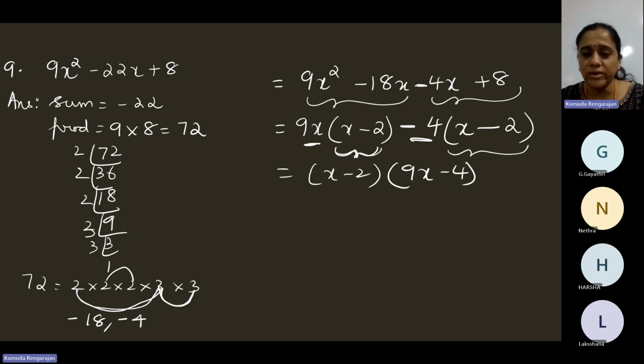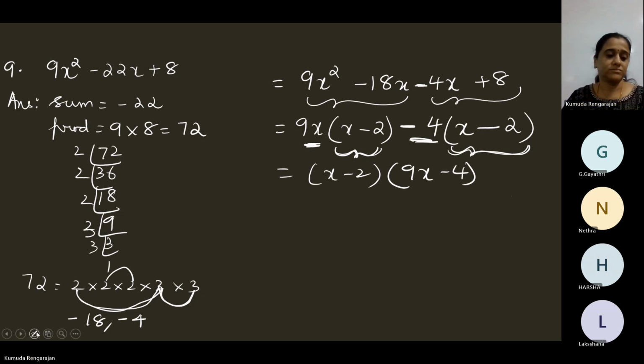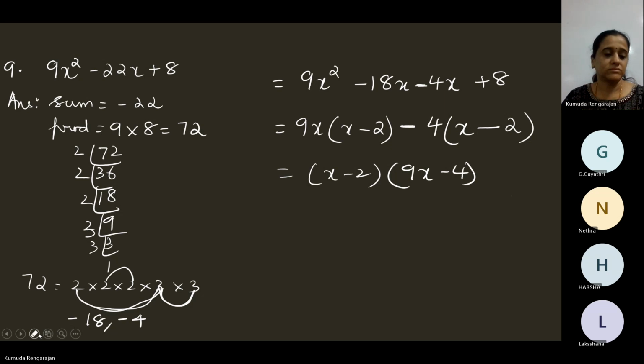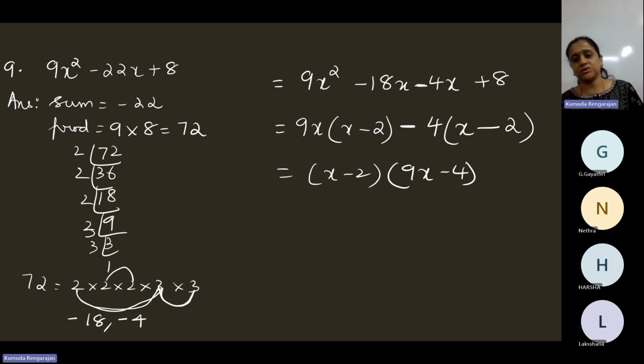Write this x minus 2 once. Whatever is common, in the bracket, x minus 2, write that once. And then write these two terms in the other bracket, 9x minus 4. So these are the two factors of the given expression: x minus 2 into 9x minus 4.